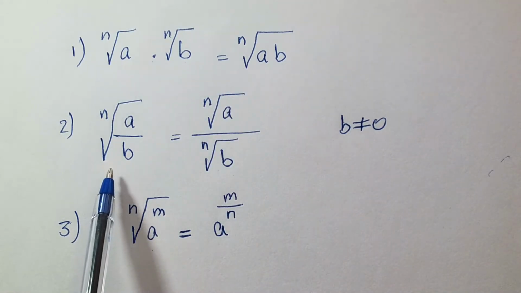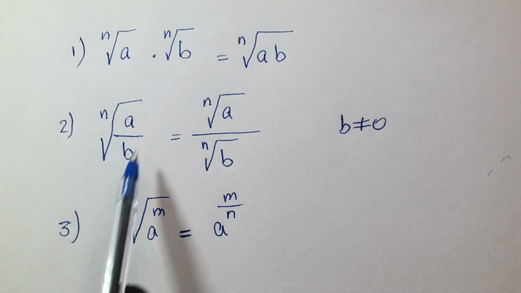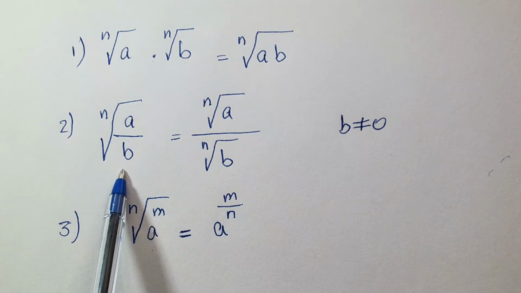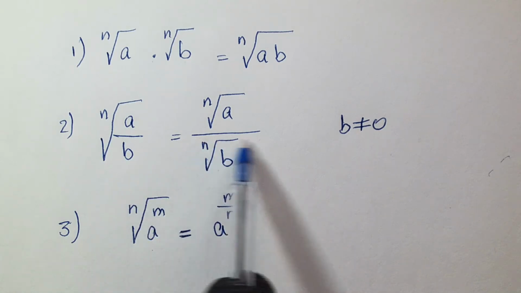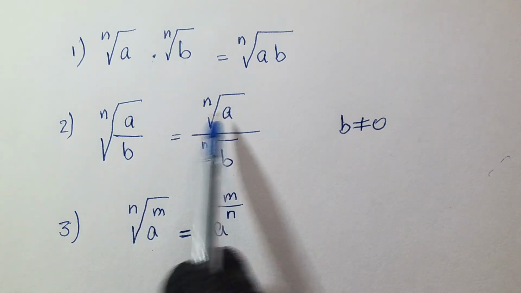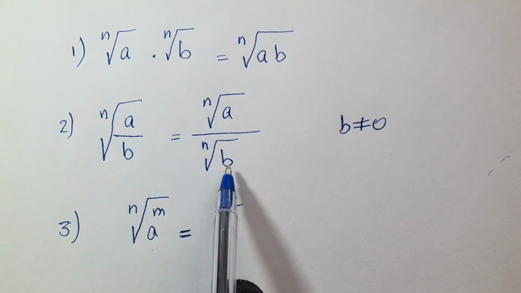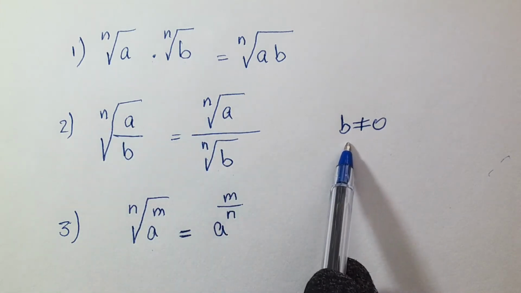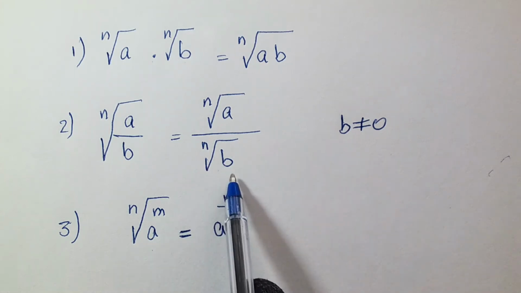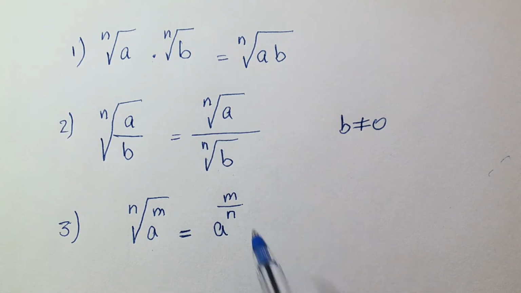This rule exactly applies for division. The nth root of a fraction a over b, I can write as a fraction with the nth root of a on the top and the nth root of b in the denominator. Of course, b cannot be 0, because if the denominator is 0, then this fraction is undefined.